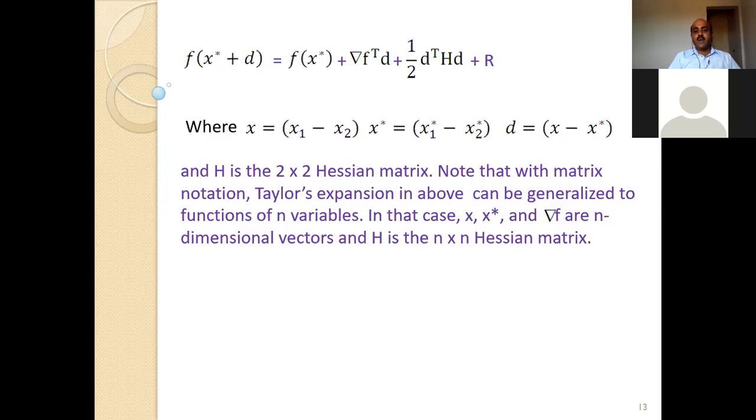Note that with the matrix notation, Taylor's expansion in the above can be generalized to functions of n variables. In that case, x, x star and gradient of f are n-dimensional vectors, and H is then an n cross n Hessian matrix.